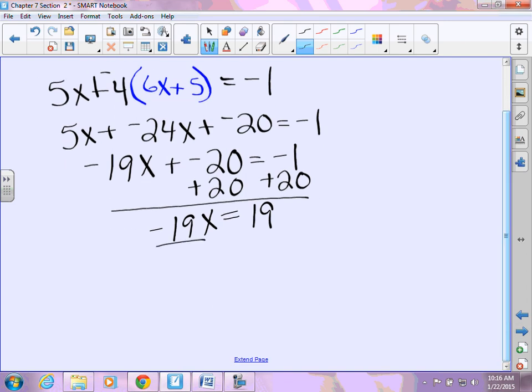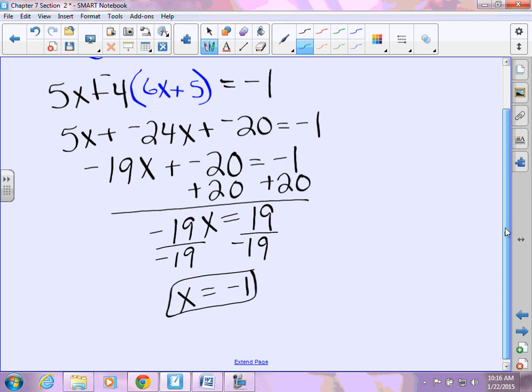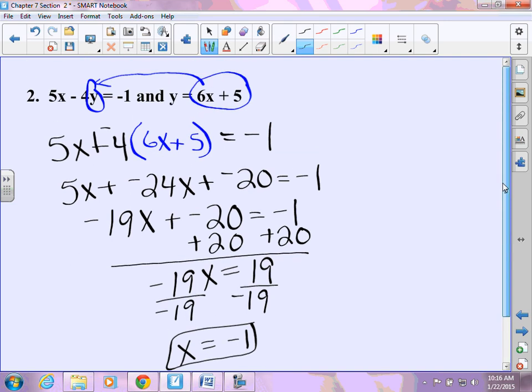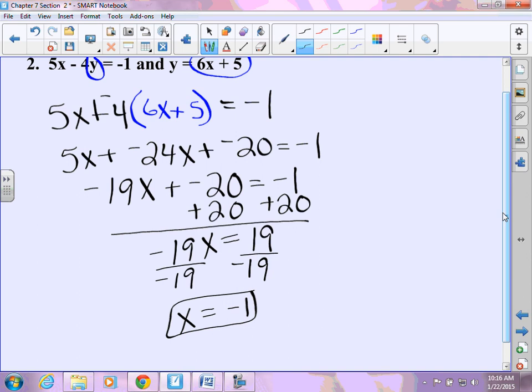Am I done? Why? I want to be done. I got to find y of the ordered pair, right? So which equation do I choose from up above? The second one, y equals, because it's ready to go. I don't have to. I could choose the first one. I'd get the same answer, but I'm going to choose the second one. Y equals 6x plus 5. So I'm going to take that equation.